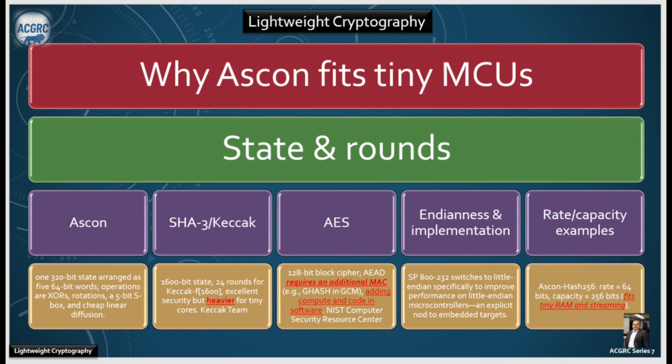From an implementation perspective, SP 800-232 switches to Little Endian specifically to improve performance on Little Endian microcontrollers and as an explicit nod to embedded targets. Ascon Hash256 has a rate of 64 bits with a capacity of 256 bits. It fits into tiny RAM and streaming.